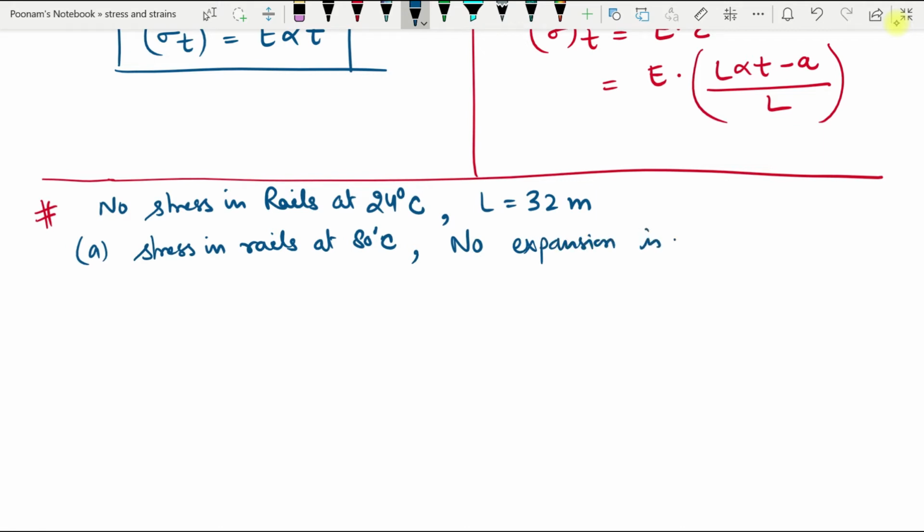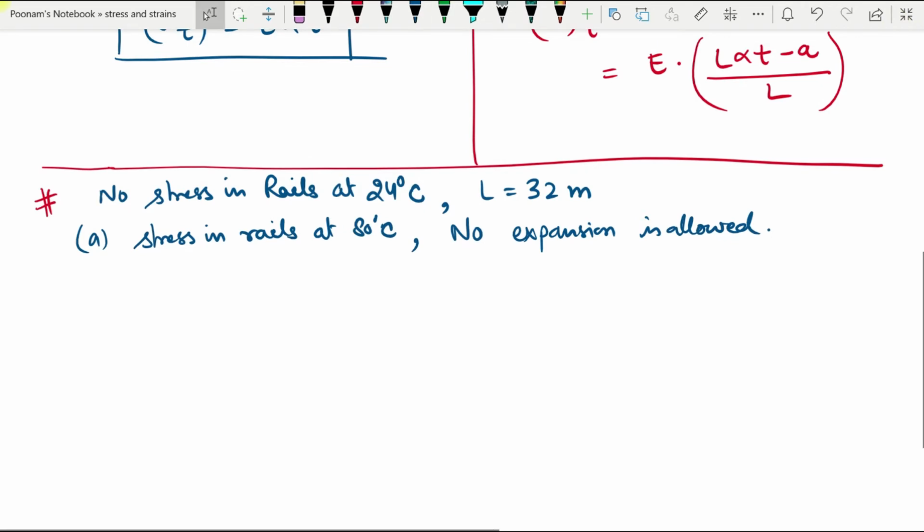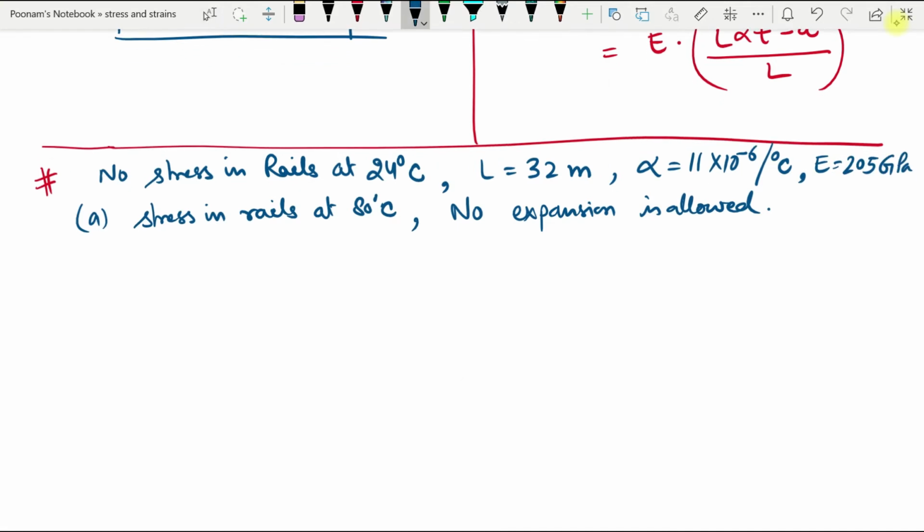No expansion is allowed, and the coefficient of thermal expansion is given as 11 into 10 to the power minus 6 per degree centigrade, and Young's modulus is given as 205 gigapascal. So let us solve the first one.